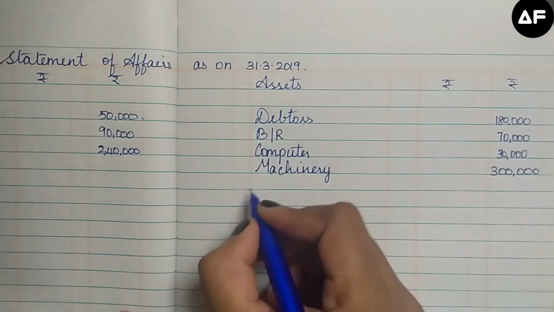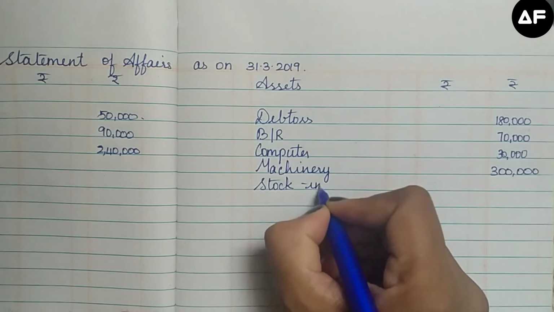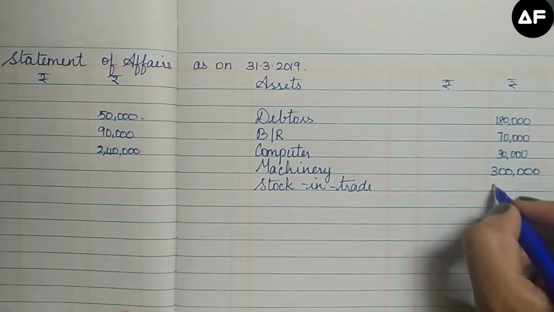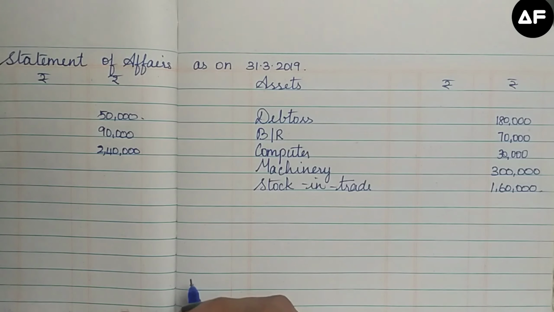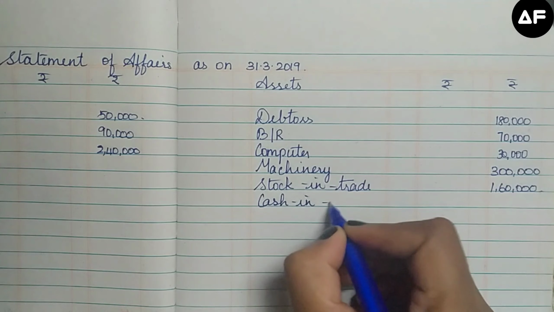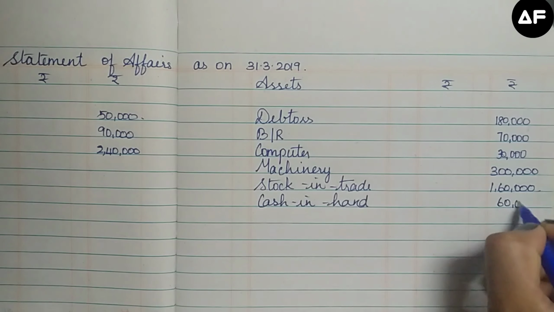The next one is stock in trade. Stock in trade is nothing but a stock. So stock in trade is 1,60,000. Then lastly is cash in hand. So cash in hand is rupees 60,000.